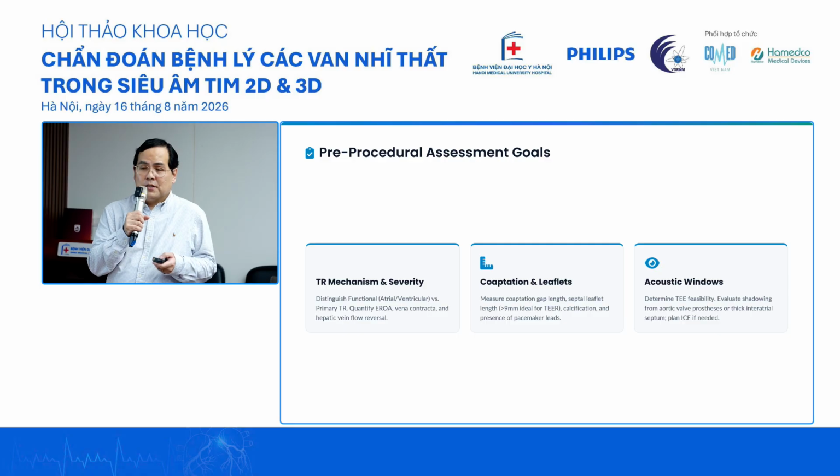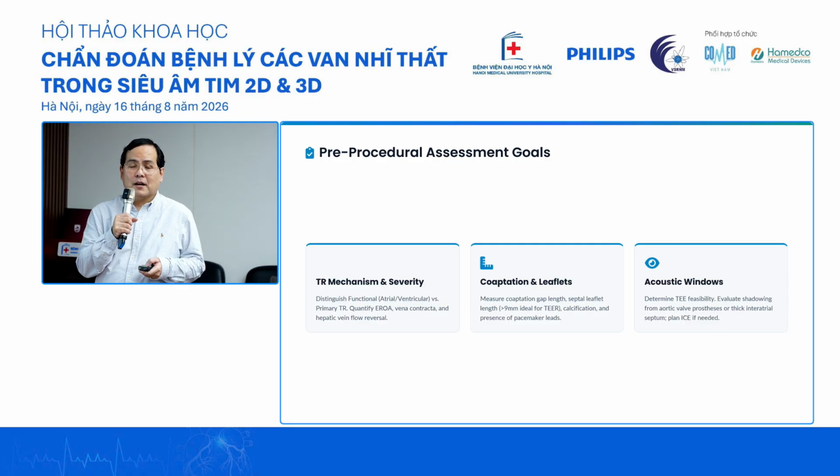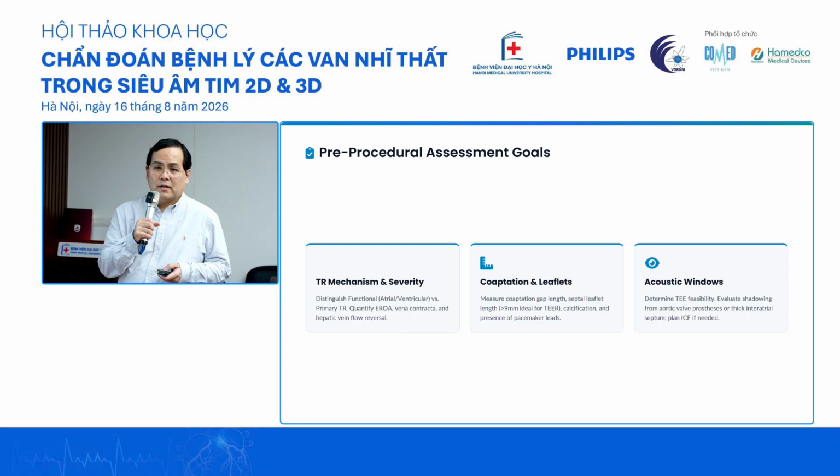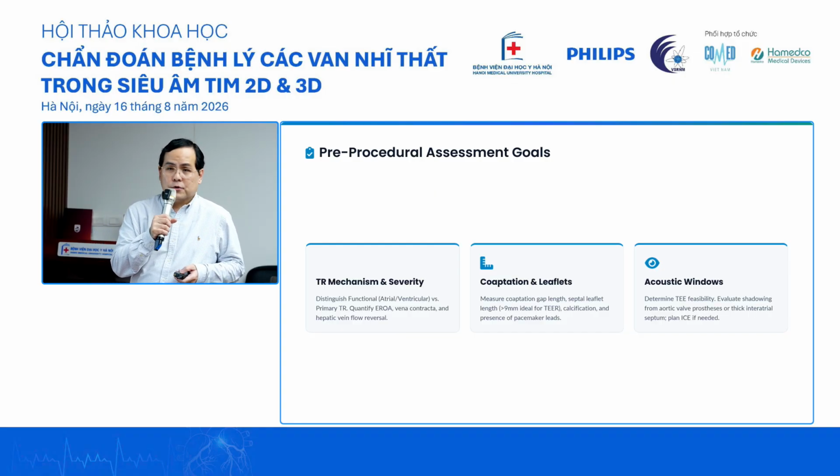Not uncommonly we see patients with severe TR, but they already have an aortic valve prosthesis or even a mitral valve prosthesis. Those prostheses will generate a lot of acoustic shadowing, and also the thick intra-atrial septum. As the patient previously had rheumatic heart disease, the atrial septum is thickened and fibrous, so that also can cause a bit of acoustic shadowing. So in that case, we probably have to plan the ICE if needed.